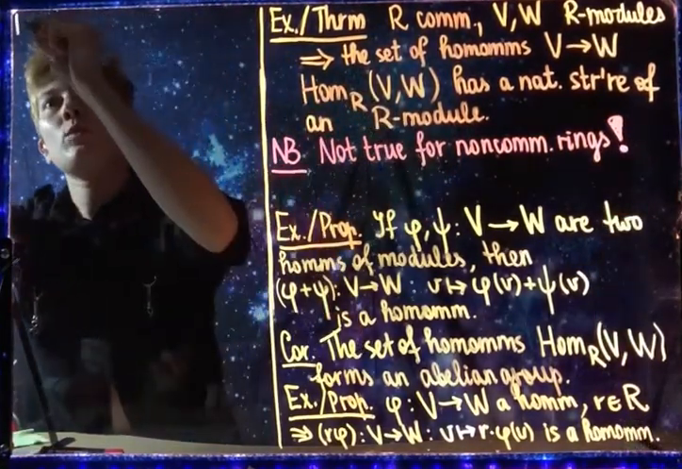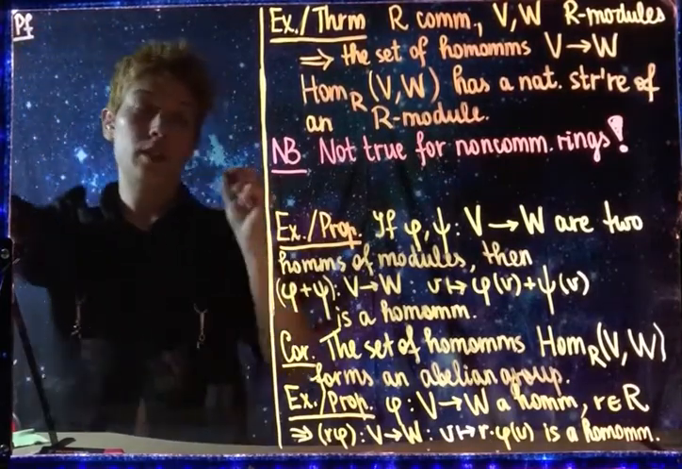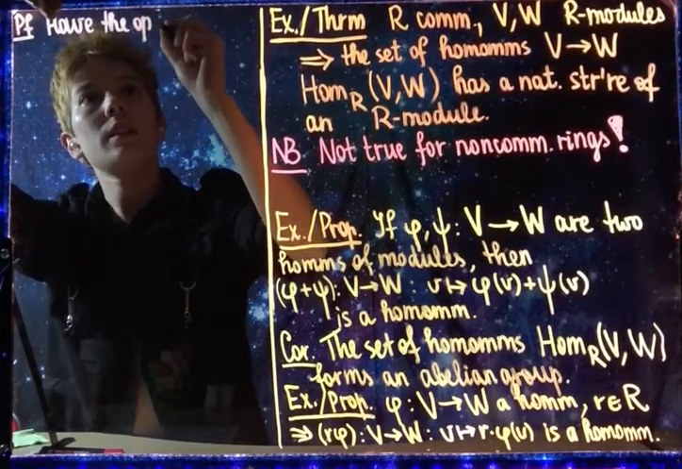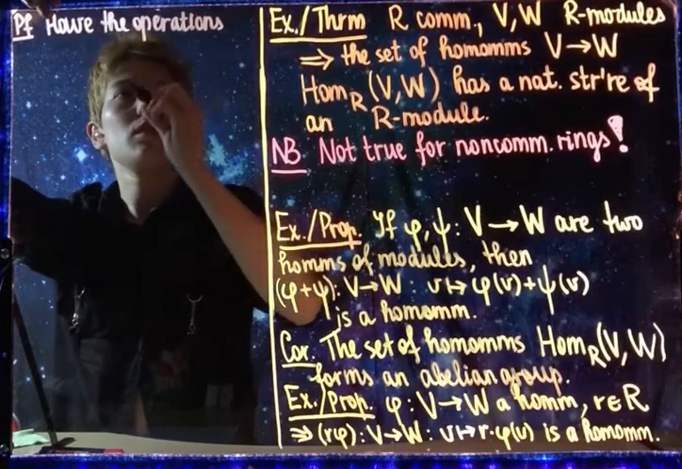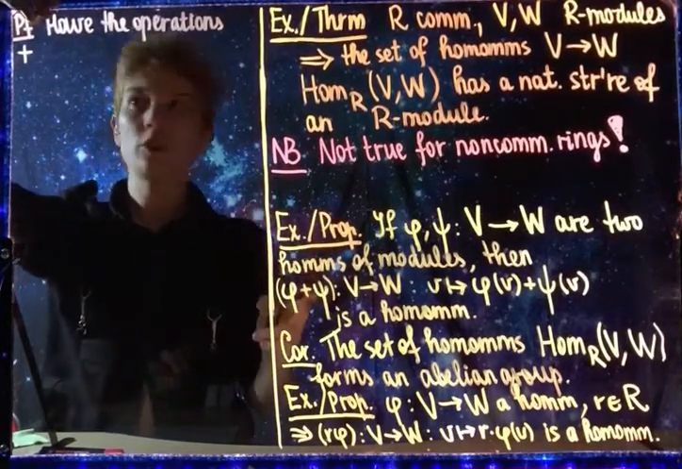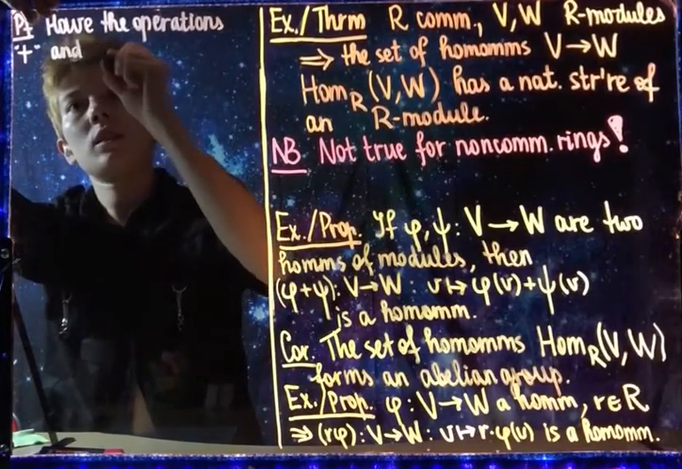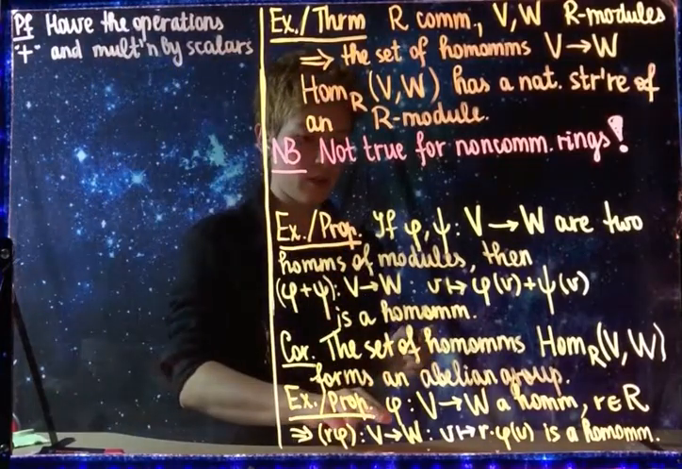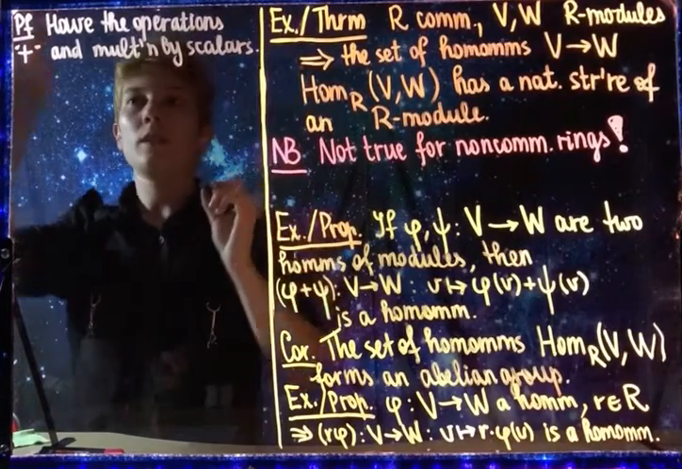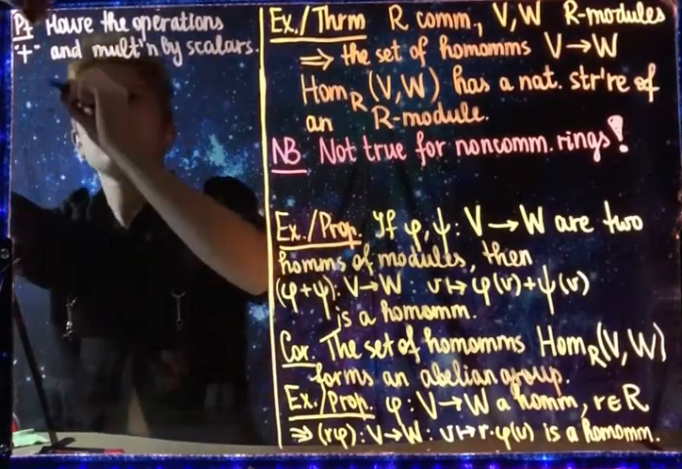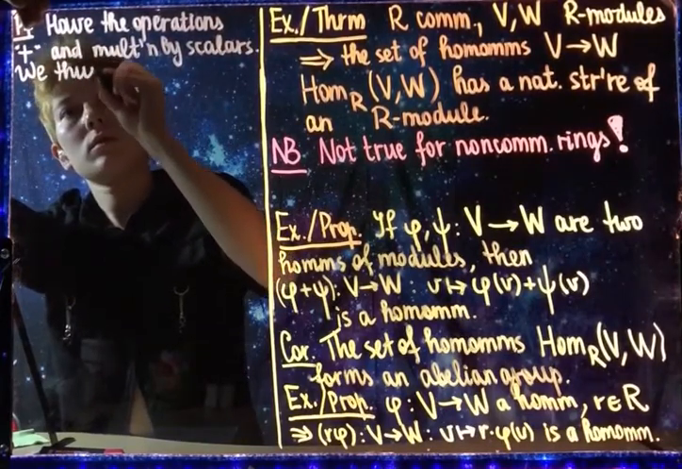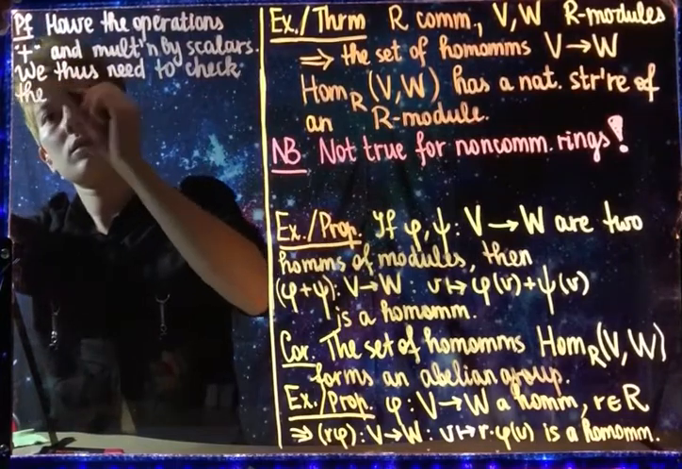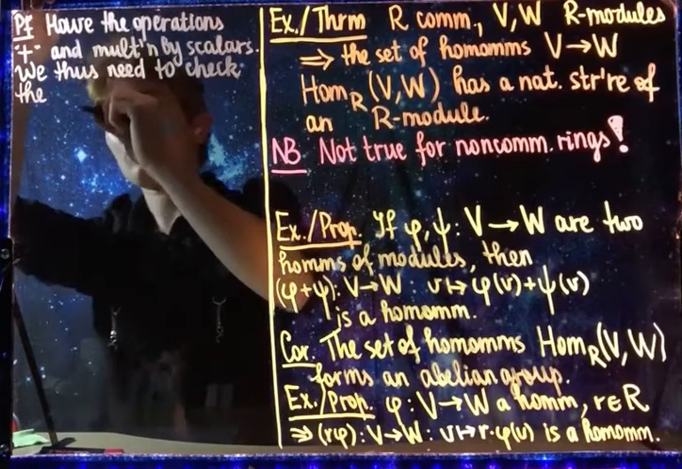For the proof of this theorem, we will have to recall the definition of an R module. So we know that we already have the necessary operations, the operations of addition from this proposition and multiplication by scalars from this proposition here. And what is left is that we want to check axioms. So we thus need to check the defining axioms, defining properties of the module.